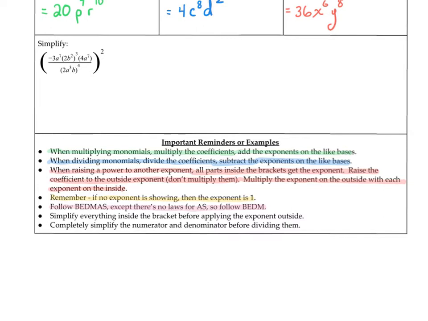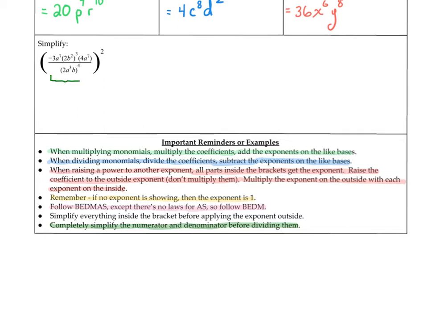Simplify what's inside the bracket first, then deal with anything that has an exponent, then multiplication and division in the order you see it. But the important thing is, with the multiplication and division, you have to completely simplify the numerator and denominator before dividing them. So the numerator will have all multiplication, the denominator will have all multiplication, and then you simplify the two of them.